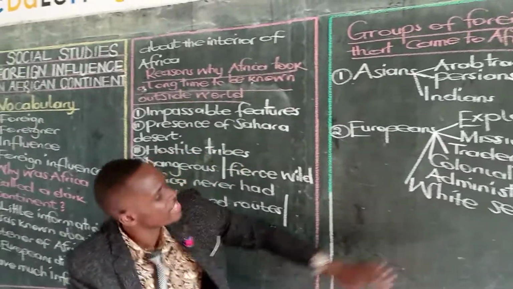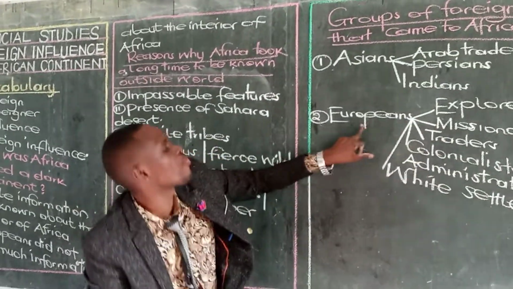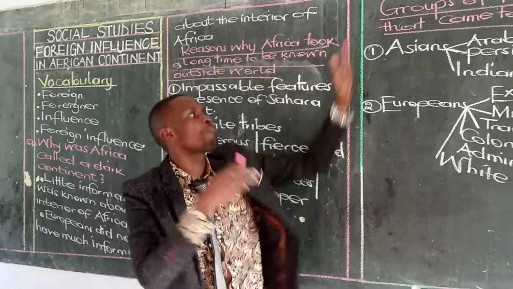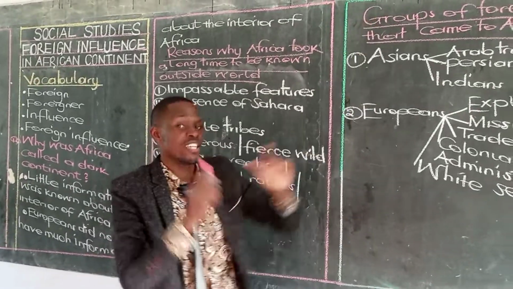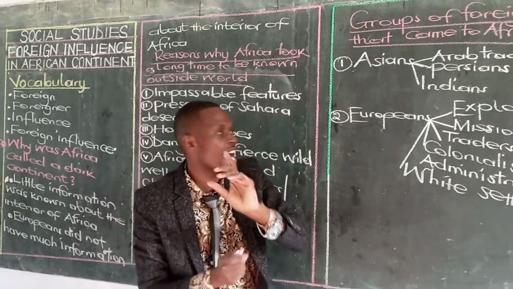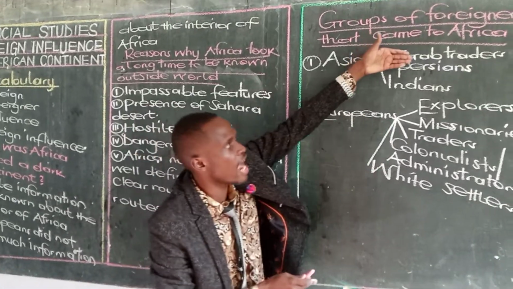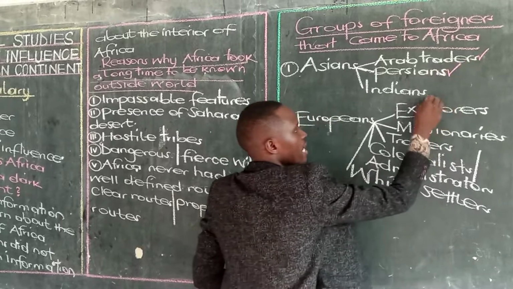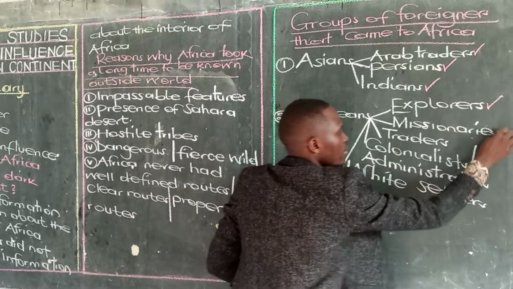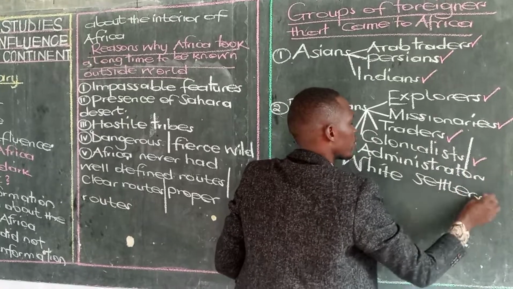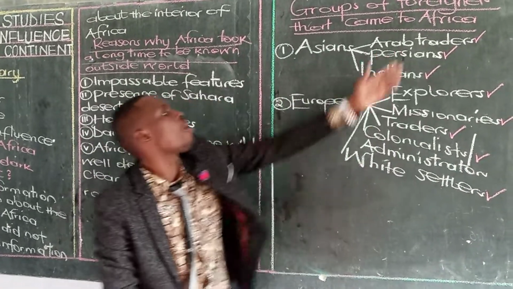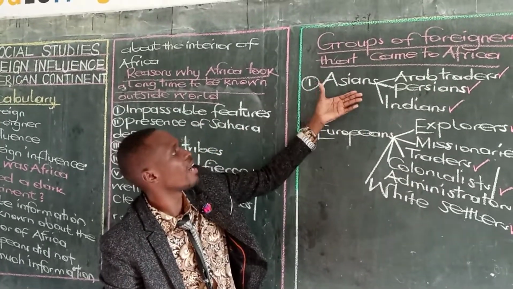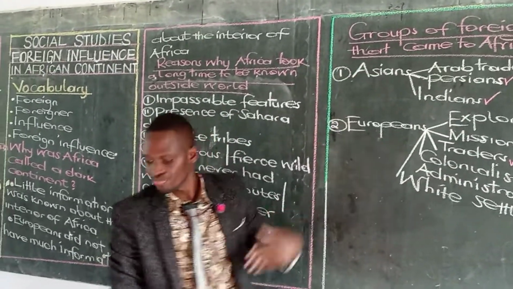So boys and girls, these are the subgroups of Europeans that came to Africa. But if we are asked to give examples of groups of foreigners that came to Africa, I will advise us to write the following. One can say Arab traders. We can talk about the Persians, the Indians, explorers, missionaries, traders, colonialists, and then white settlers. So these are all groups of foreigners that came to Africa, and these are their origin, Asia and Europe.